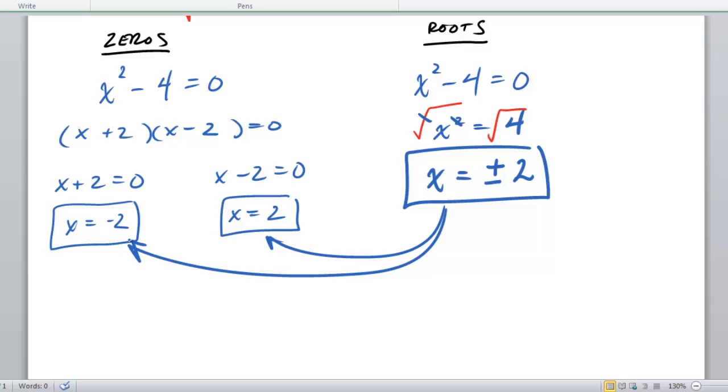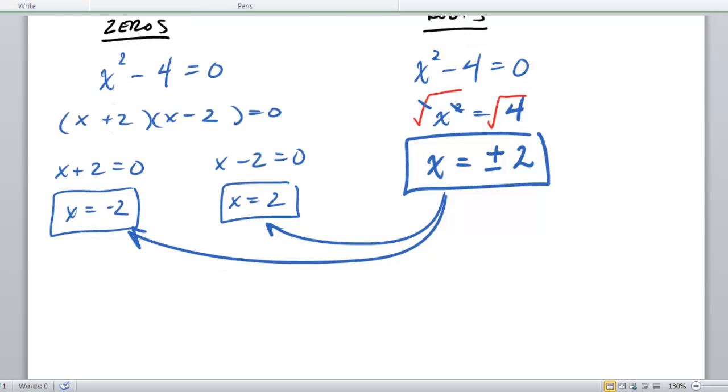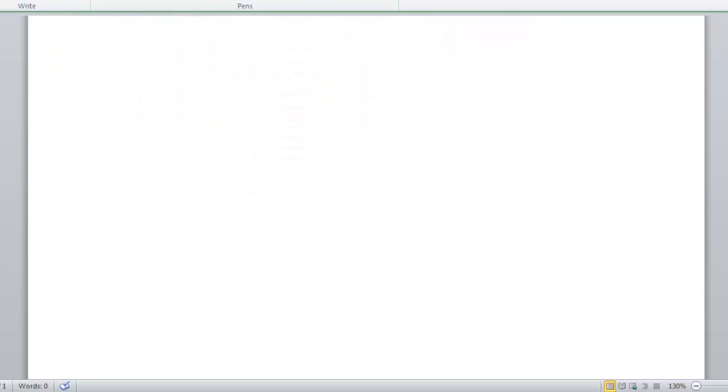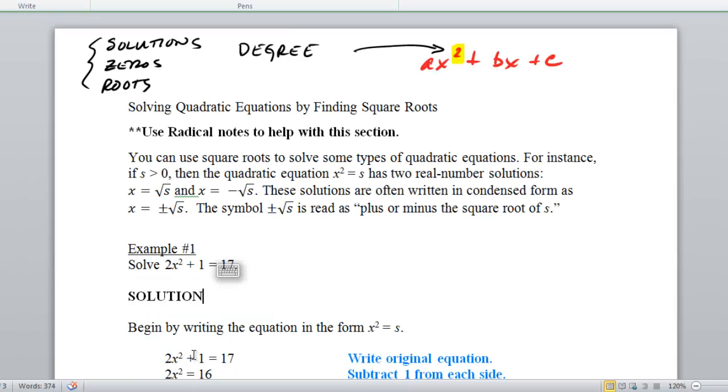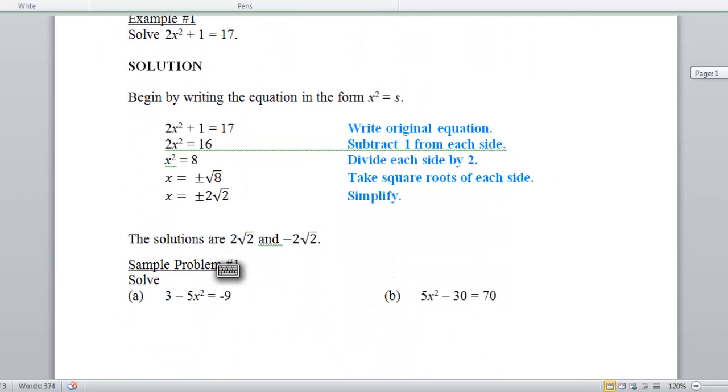So this is going to give us basically the same answer. So this is a good example of showing you how it can work to get the roots and the zeros at the same time. So let's take a look at some examples on the notes and how we would do this. Look at example number 1.